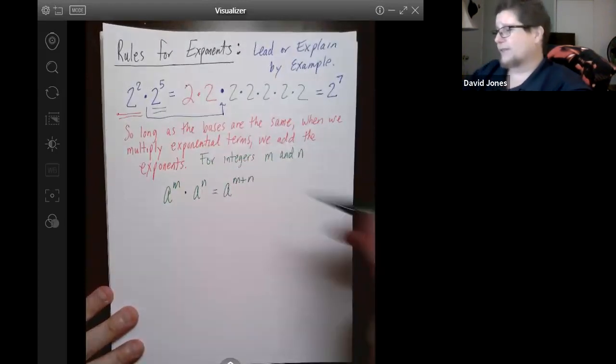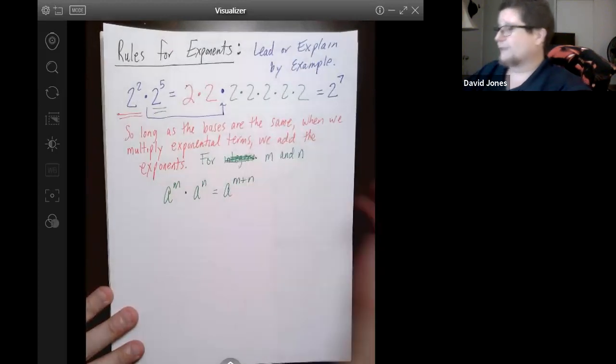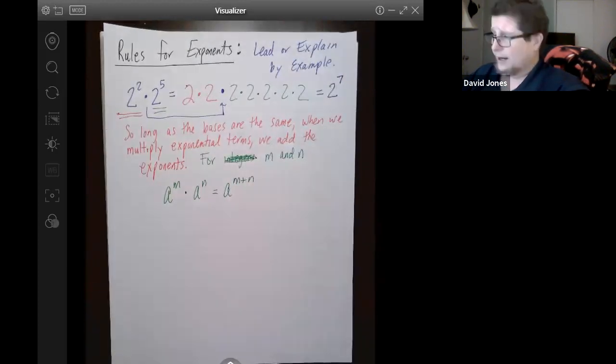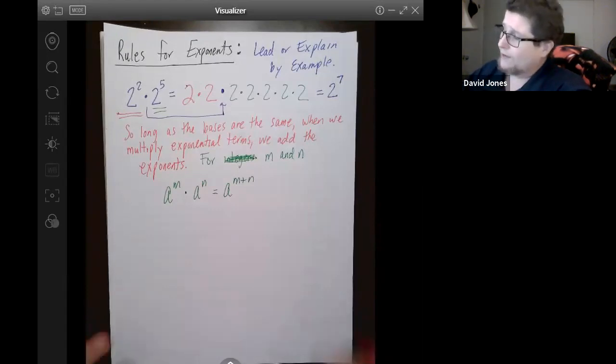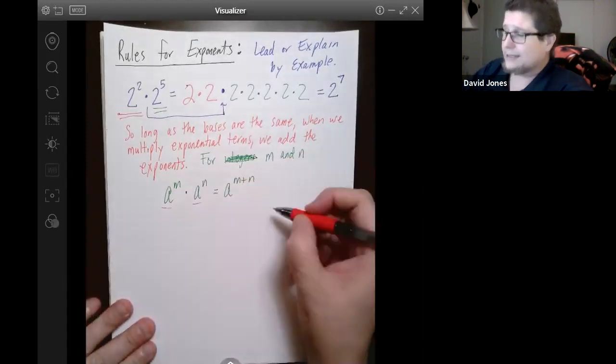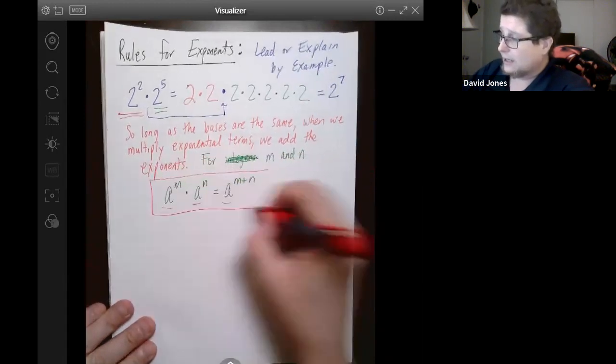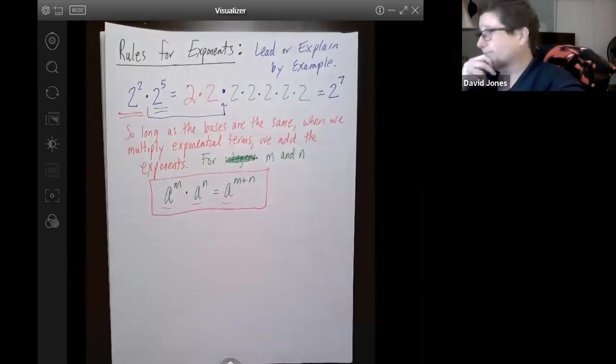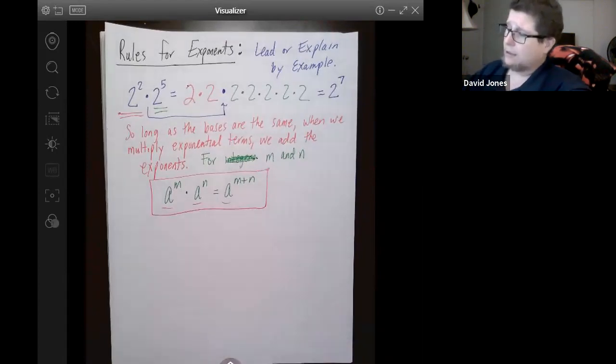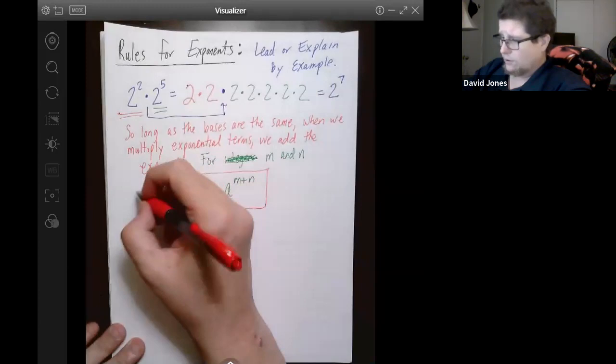I don't even think I need the word integers. I know fractions work. I can't think of numbers that don't work. For m and n being real numbers, I guess. Let's just say for m and n. That's our general rule of thumb. If we've got the base, notice the base is the same. We add exponents. That's our first rule, rule number 1. Let's say rule A.